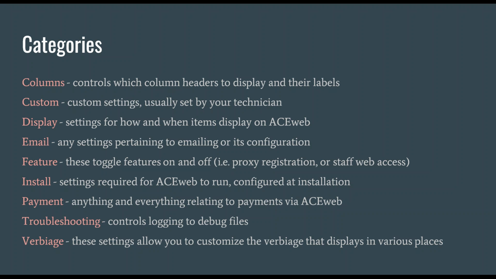The install category is settings that typically we would use as your technicians if you're doing a new install or a server move. These are going to be the ones that you have to fill out in order to just get the base ACEware running. So everything that is required for a new setup or server configuration goes into that install category.